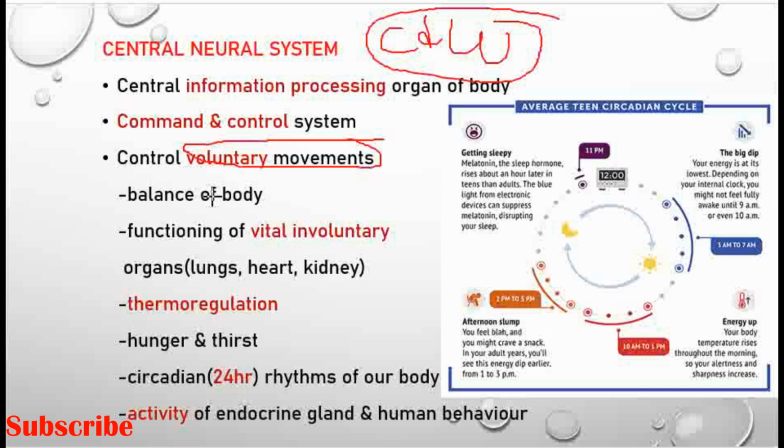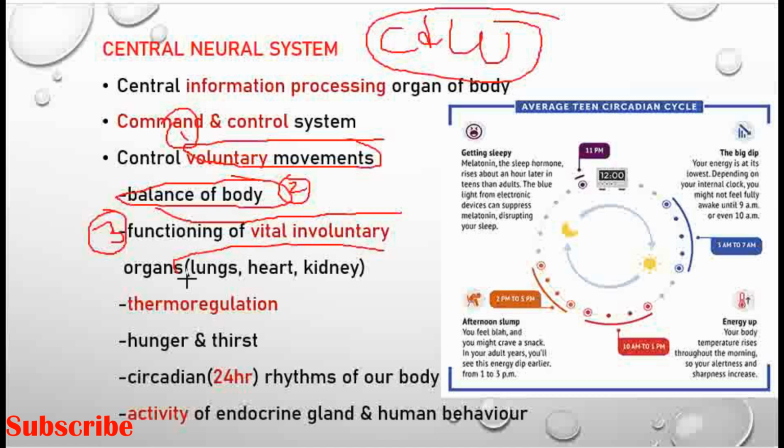The voluntary movements, like the balance of the body. So this is the first one, it controls voluntary movements. Then the balance of the body, and the functioning of the vital involuntary organs, which are not under our control. Lungs, heart, kidney, they perform their own function on their own, without our will or consciousness. The brain controls these involuntary organs also.